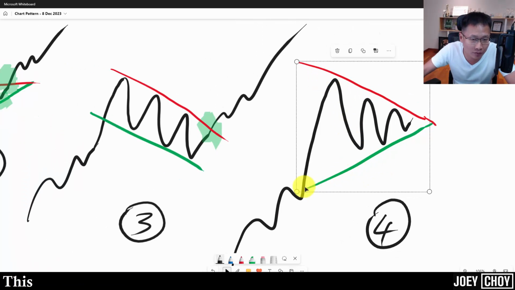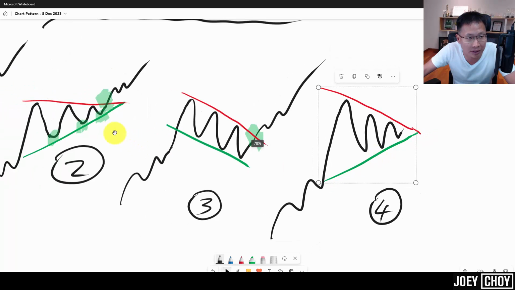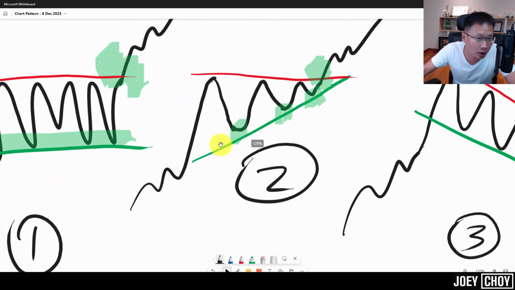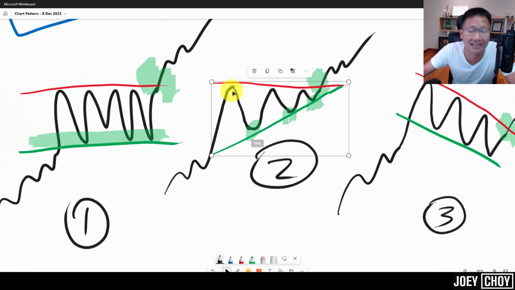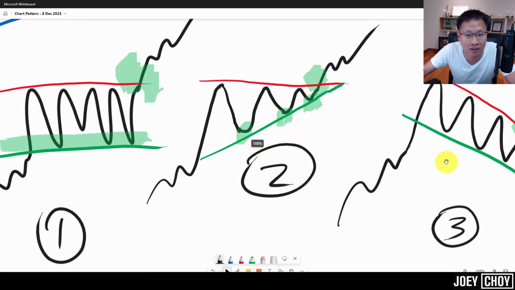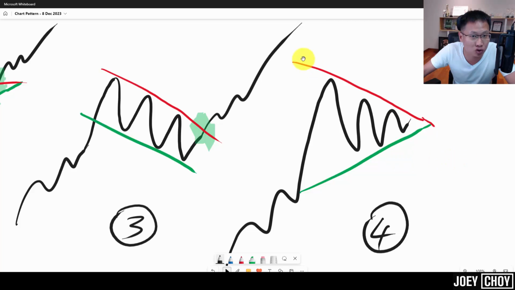And it hits down. You can see that we form higher lows as well. Same thing like this ascending triangle, whereby we can draw an upward sloping channel support line right here. All right, it's higher lows, but in this case for the ascending triangle, the red line is a horizontal line, whereas for the symmetrical triangle, this red line is a downward sloping line.